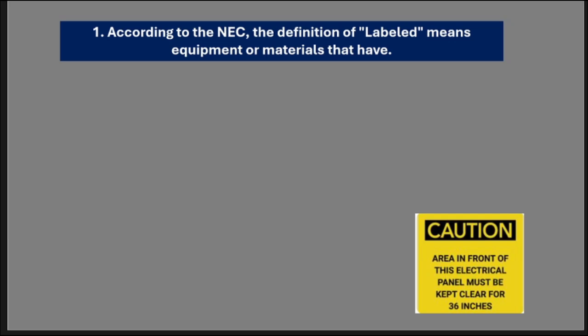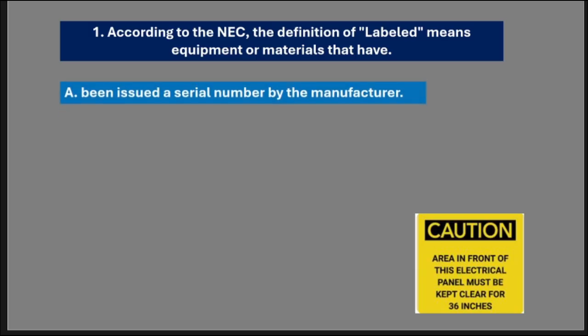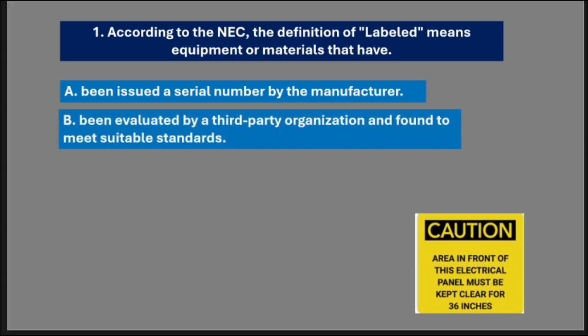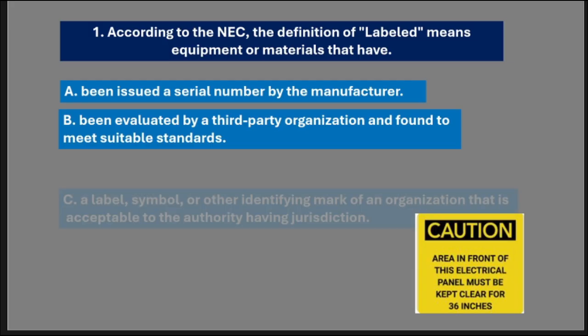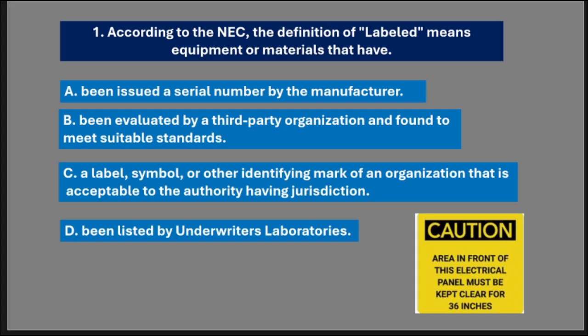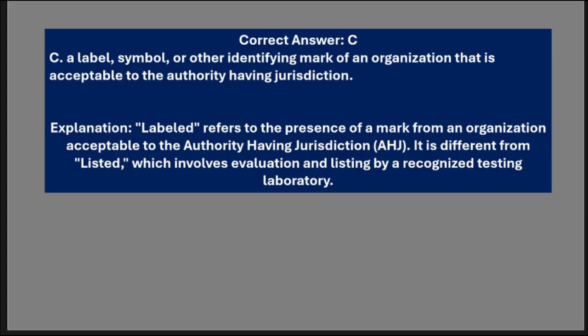Number 1. According to the National Electrical Code, the definition of labeled means equipment or materials that have A. Been issued a serial number by the manufacturer. B. Been evaluated by a third-party organization and found to meet suitable standard. C. A label, a symbol, or other identifying mark of an organization that is acceptable to the authority having jurisdiction. D. Been listed by Underwriters Laboratories.